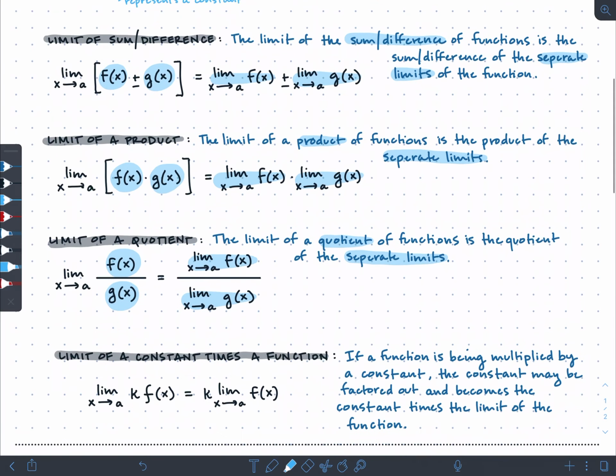Our last rule is the limit of a constant times a function. In this case, k is representing a constant. If a function is being multiplied by a constant, the constant may be factored out, so we can pull that out and it becomes the constant times the limit of the function. So if I have k times f of x, then I can pull out this k and just evaluate the limit of f of x. All right, so let's see how this works.